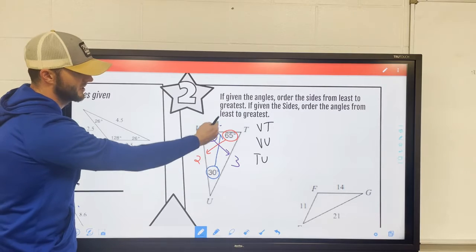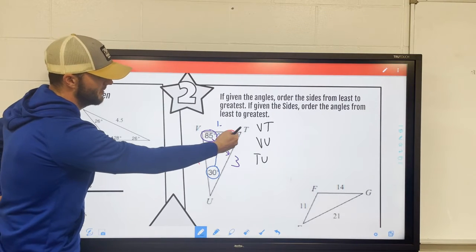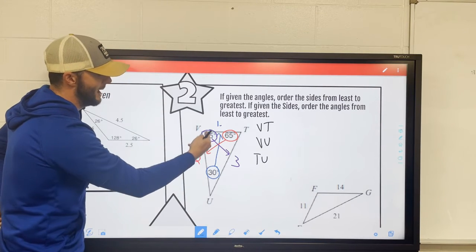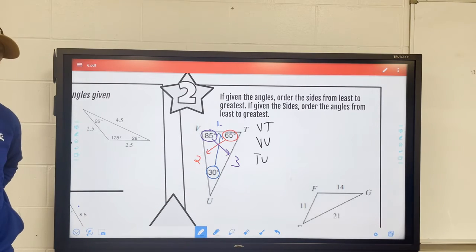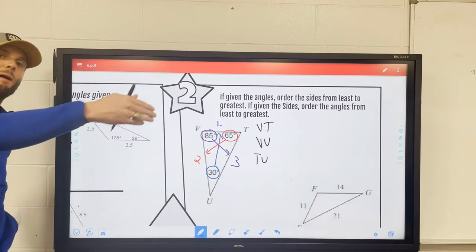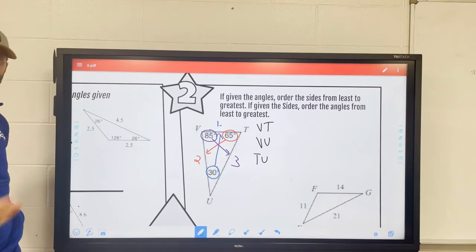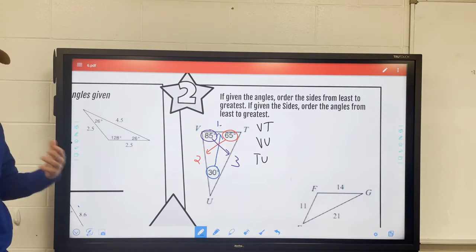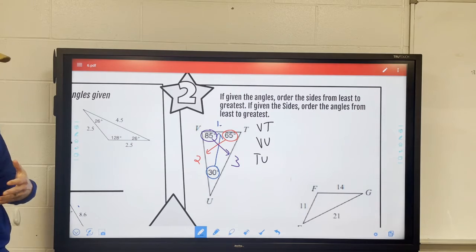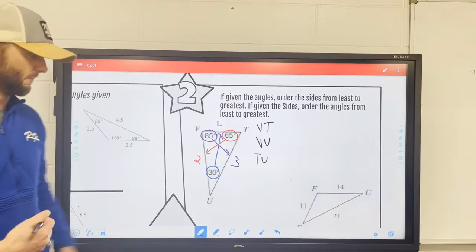So T and U. Those are going to be your sides listed from least to greatest, because opposite the lowest angle is the smallest side, opposite the middle angle is the middle side, opposite the biggest angle is the biggest side. And the same thing goes for the side measurements. If I go opposite of the biggest side, that's the biggest angle. If I go opposite the smallest side, that's the smallest angle, and we're able to list those from smallest to greatest. So let's go ahead and do that with this one down here.